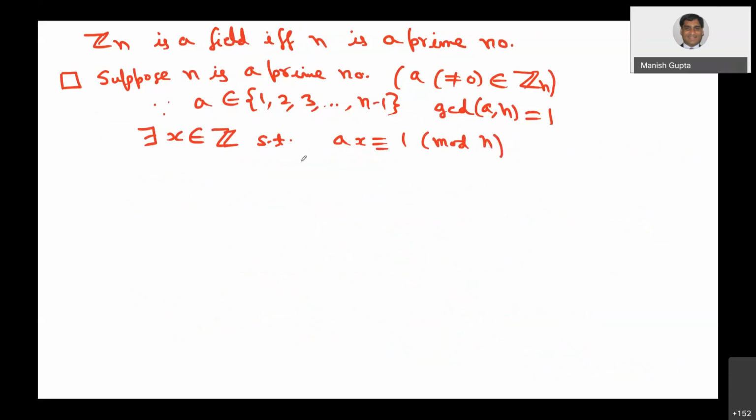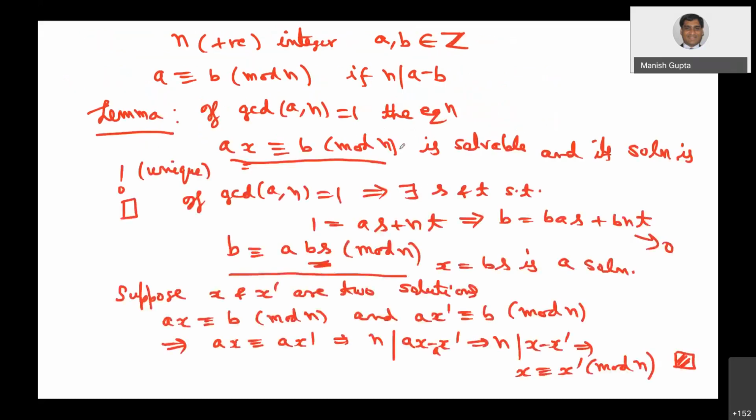Sir, what does congruent mean here? Congruence means ax minus 1 is a multiple of n, right? So a is congruent to b mod n means a minus b is a multiple of n. That means n divides a minus b. Got it? Yes, sir.